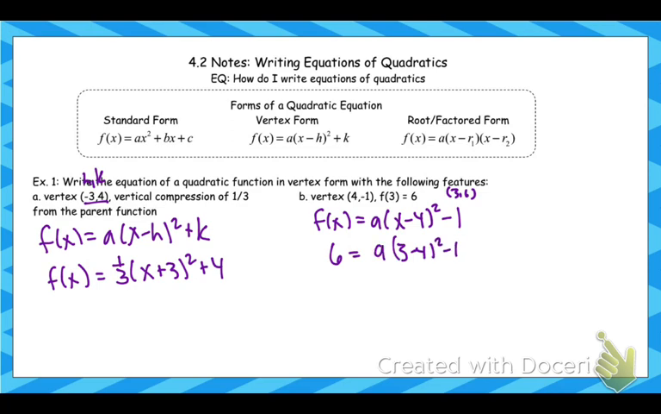So what I can do is use that information to solve for a. 3 minus 4 squared is negative 1. Negative 1 squared is 1. So a is 7. So now I can go back and write my equation. I know what a is, and I'm done.